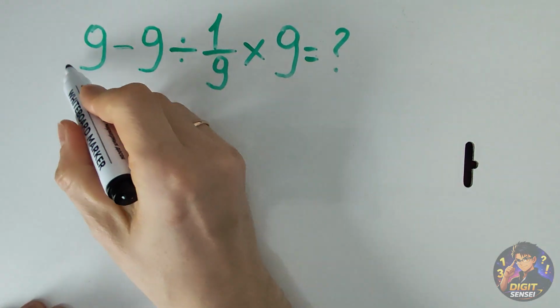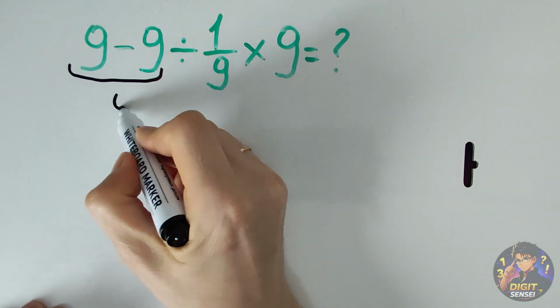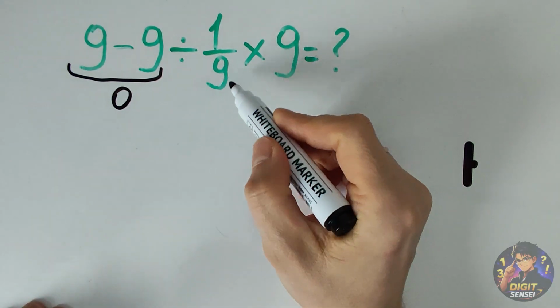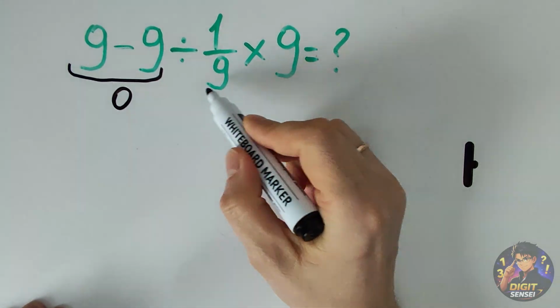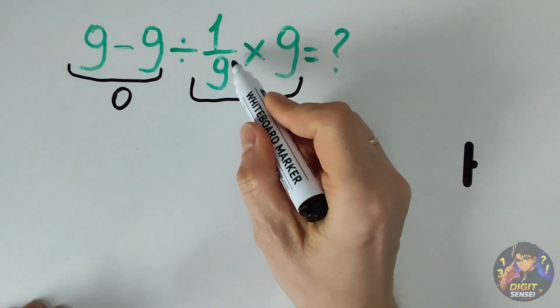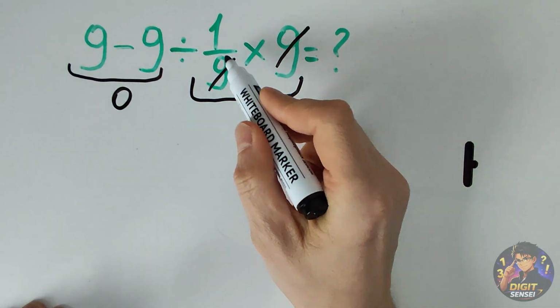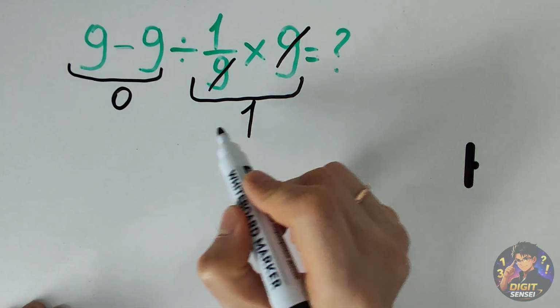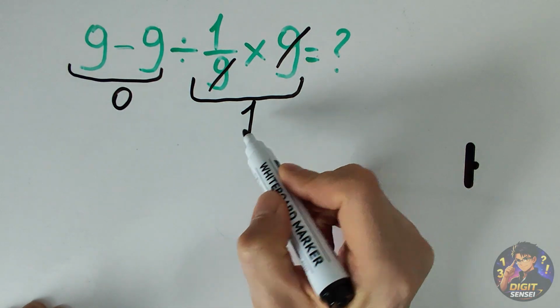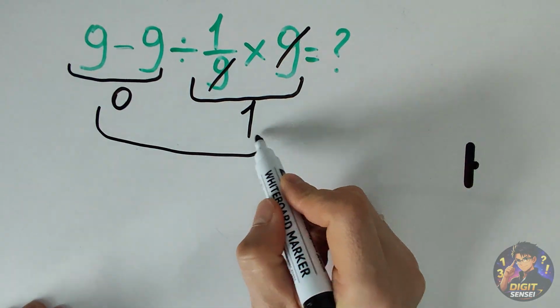9 minus 9 gives us 0. Now we do this multiplication, 1 over 9 times 9. We can easily cancel this 9 and this 9, so here we have just 1. And 0 divided by 1 is just 0.